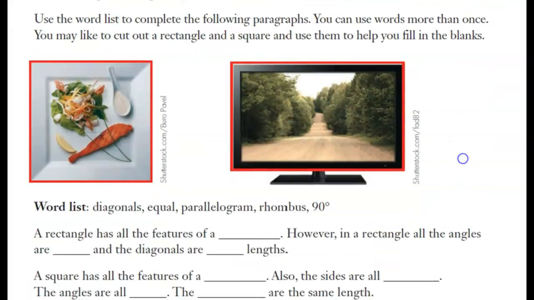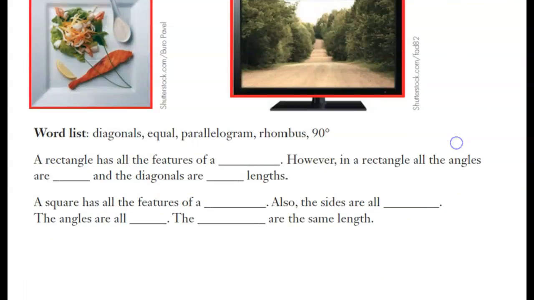All right, here's the rectangle, here's the square, fill in the blanks, go. Rectangle or parallelogram. Good. However, in a rectangle, all the angles are equal. Yep, equal or 90 degrees, yep. And the diagonal from... No, degrees. A diagonal is a length, not an angle. Oh, equal length. Equal lengths, yeah.